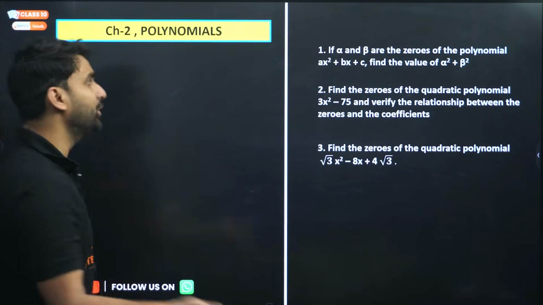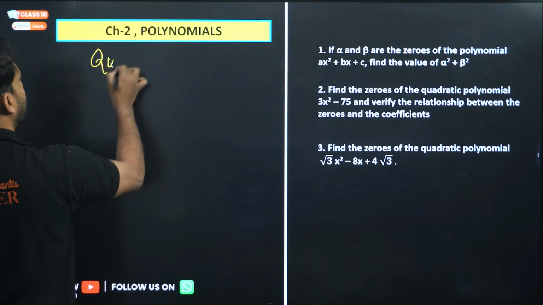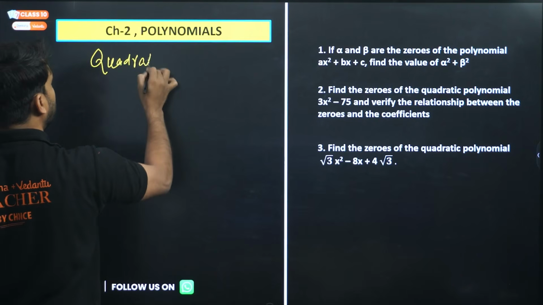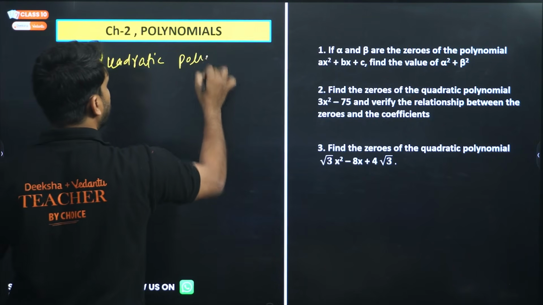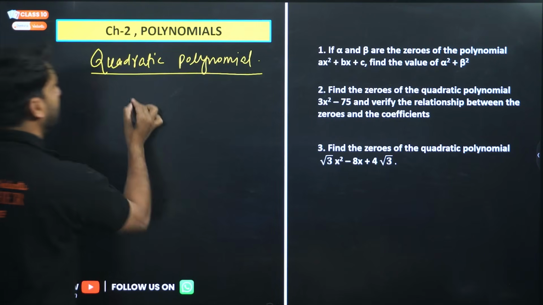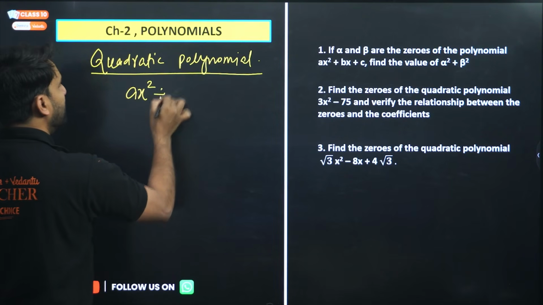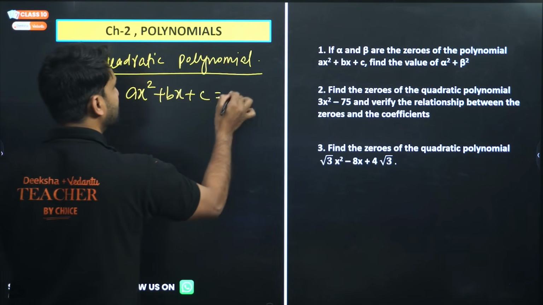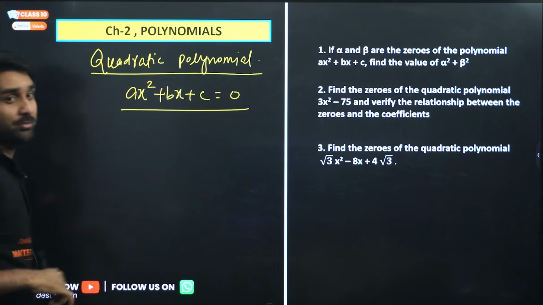If I talk about polynomials, in polynomials, the quadratic polynomial is very important. Quadratic polynomial, my dear, very important. If I talk about the quadratic polynomial, the general form is ax square plus bx plus c equals to 0. This is the quadratic polynomial, right?